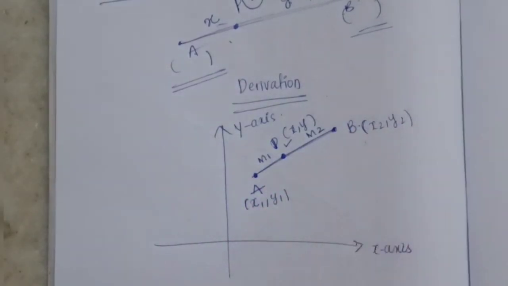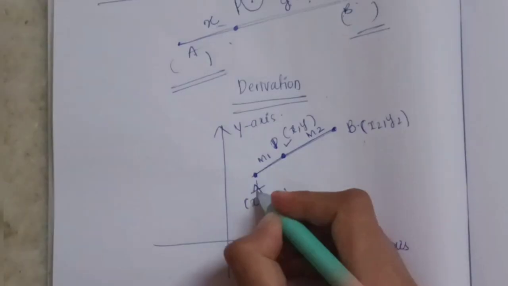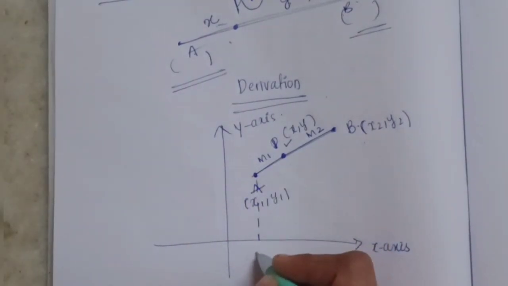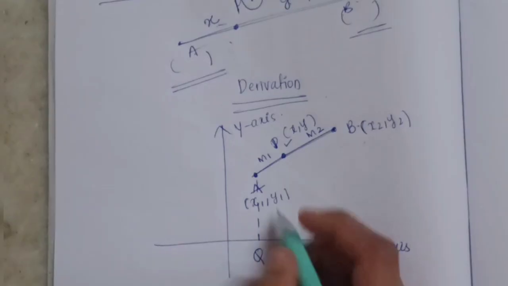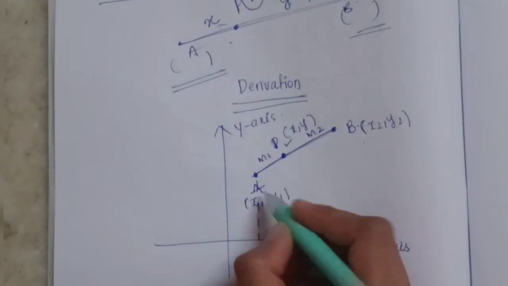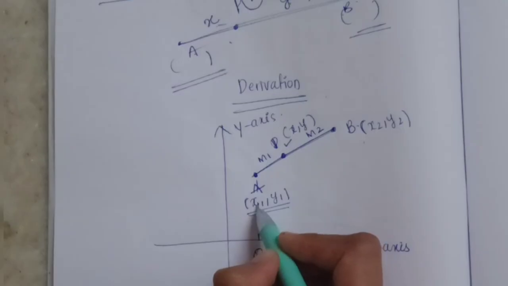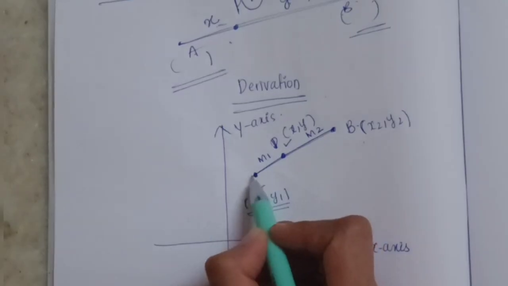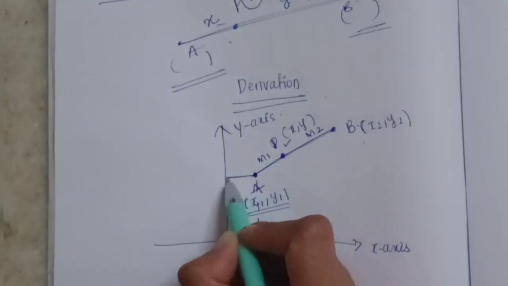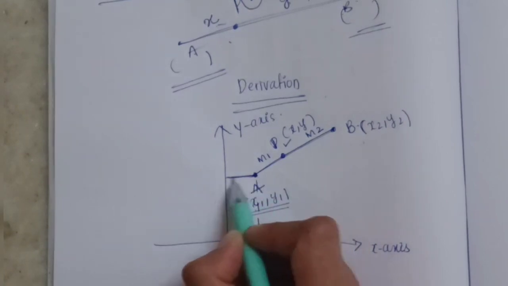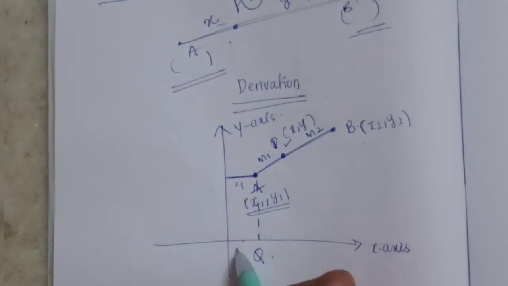So what shall we do? Let us draw a perpendicular line from the point A to the x-axis. Let us say it is Q. Its coordinates are (x1, y1). It means the distance of the point from the y-axis is the x coordinate, which is x1. So this distance is x1. Similarly, this distance becomes x1.